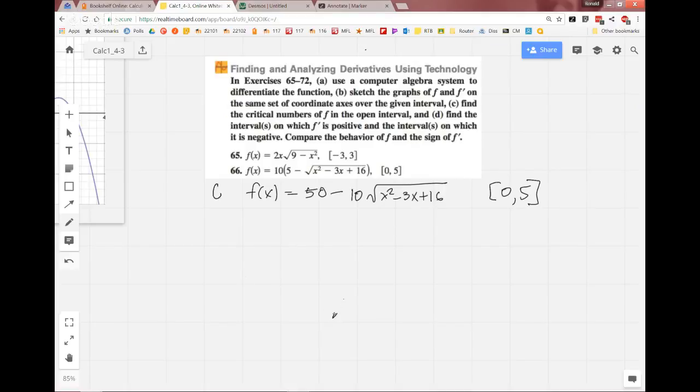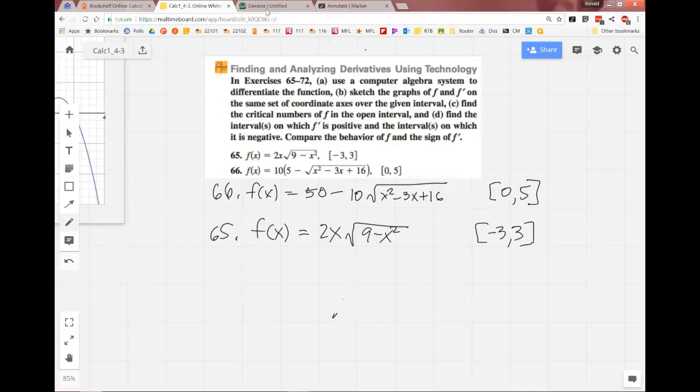So this was 66, and this is 65. Okay, so f of x equals 2x times the square root of 9 minus x squared, and we're looking at the closed interval from -3 to +3. Okay, let me write that down: 2x times the square root of 9 minus x squared.